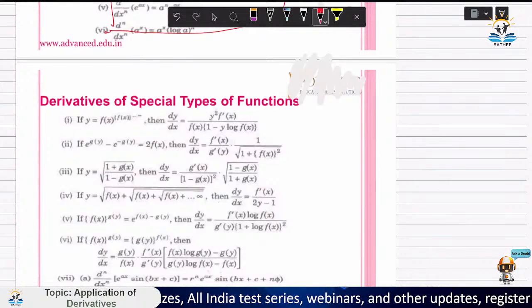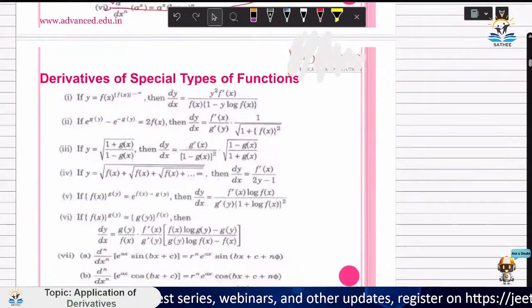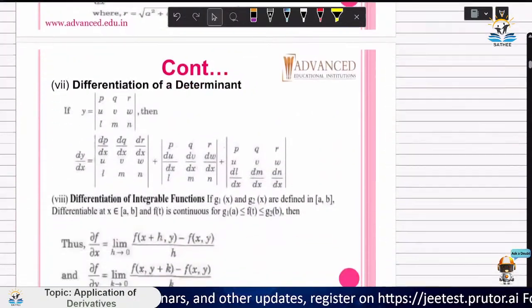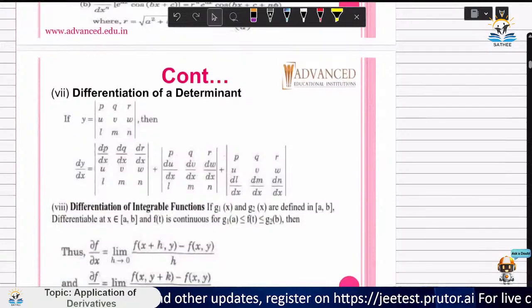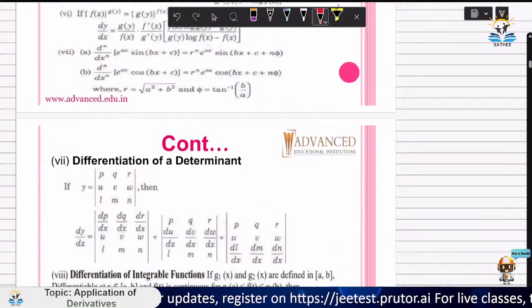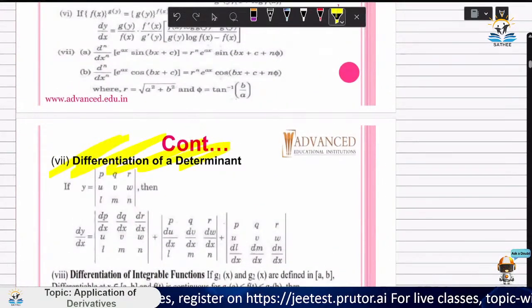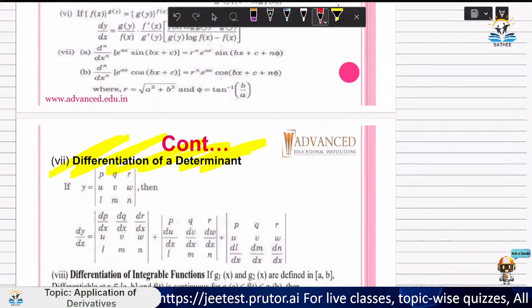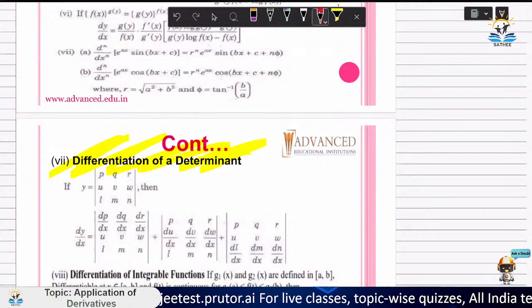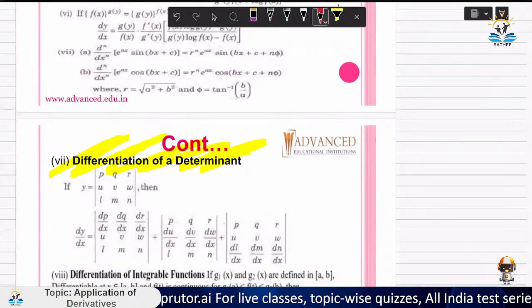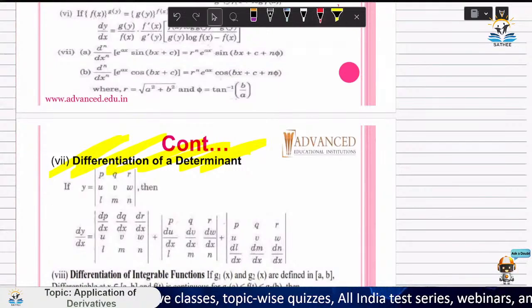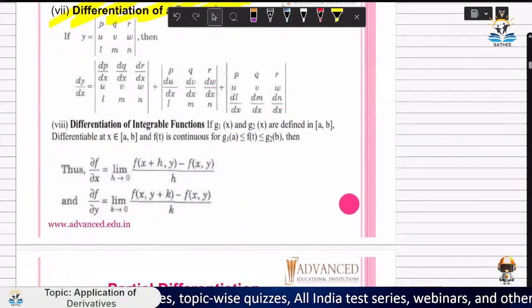Okay, so back to our derivatives of special types of functions. Again, this is more formulas, so I don't think we have to learn this up. This is very easy. I'm not looking into it much. Okay, this is nice. Differentiation of a determinant is something that we can work on. What is given to us is y is a determinant of functions p, q, r, u, v, w, and l, m, n. If we differentiate it with respect to x, we have to differentiate each row, one at a time.